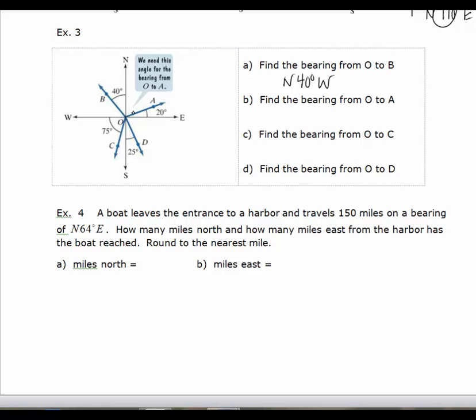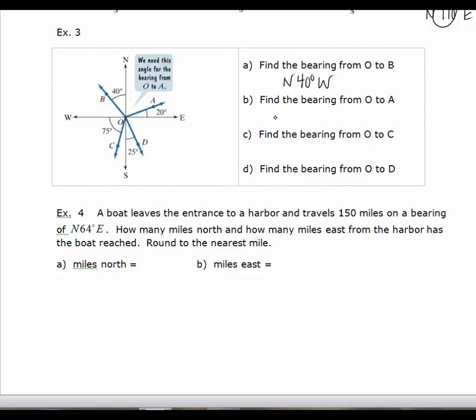The bearing from O to A: be careful not to use the 20 degrees, because that is made with the horizontal axis. If that angle is 20 degrees, we know that the little angle in here has to be 70 degrees.